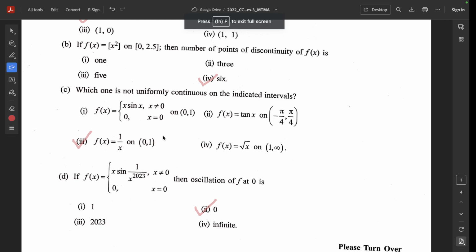Question C: which one is not uniformly continuous on the indicated intervals? f(x) equal to x sin x for x not equal to 0, and f(x) equal to 0 when x equal to 0, on the open interval (0, 1). And this f(x) equal to 10x on minus pi by 4 to pi by 4, and this f(x) equal to 1 by x on (0, 1). The correct answer is f(x) equal to 1 by x on the open interval (0, 1).